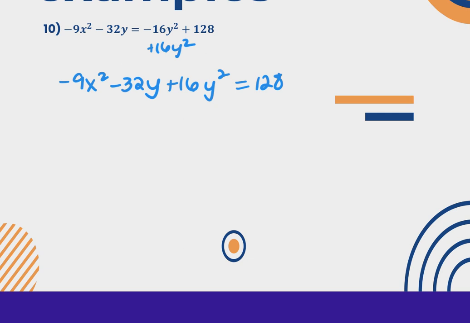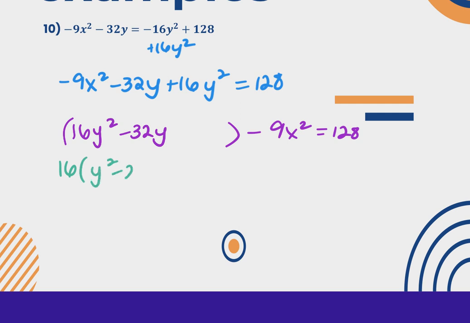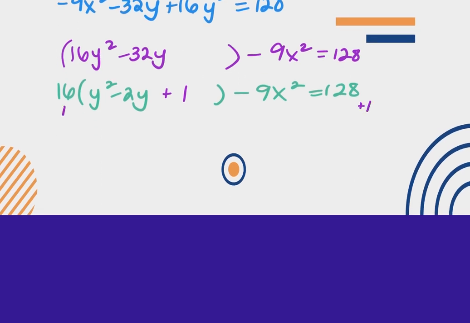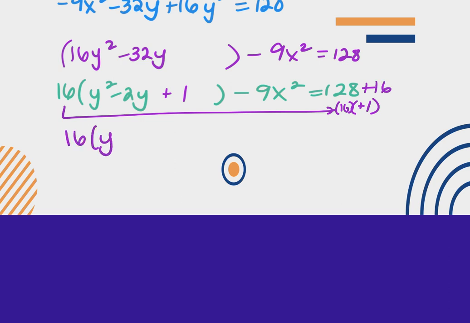I'm going to group together, and you can rearrange this any way you want. If I already know that the x is negative, I could totally do 16y squared minus 32y first, minus 9x squared equals 128. I have to complete the square for the y, so I take out the 16. Take the 2, divide it by 2, that's 1, square it, it's 1, so I add 1 here. And before I add it here, I have to multiply by 16. I get 16 times y minus 1 squared, minus 9x squared equals 144.